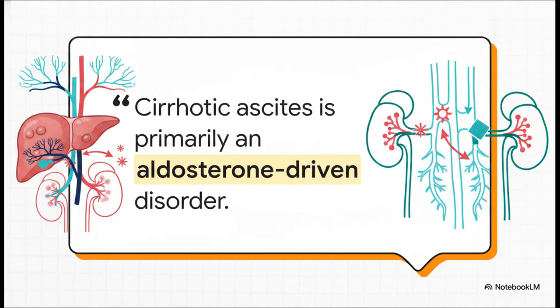I actually want to pause on step 2 for just a second. Why spironolactone? Why is this our very specific, precise molecular counterattack? Well, it's because cirrhotic ascites is primarily an aldosterone-driven disorder. The diseased liver triggers this massive cascade that basically makes the kidneys panic. They respond by releasing huge amounts of aldosterone, which aggressively hoards sodium and water in the body.